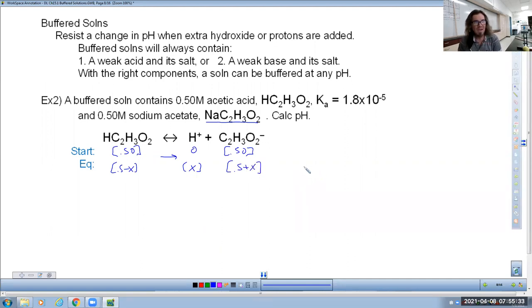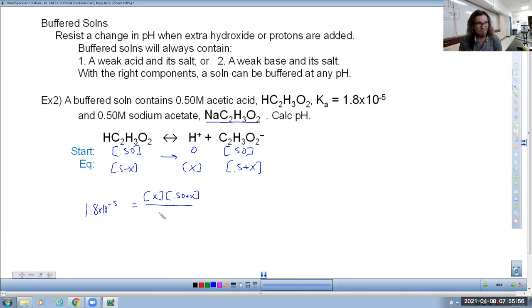Then when I write my KA expression, KA equals, do I even need to write that out again? You guys understood it from last part. We can skip right over that step. On your test, because I don't ask you to write out the KA, you can skip right over the step and go straight to this, and I will know immediately what it is that you've done.